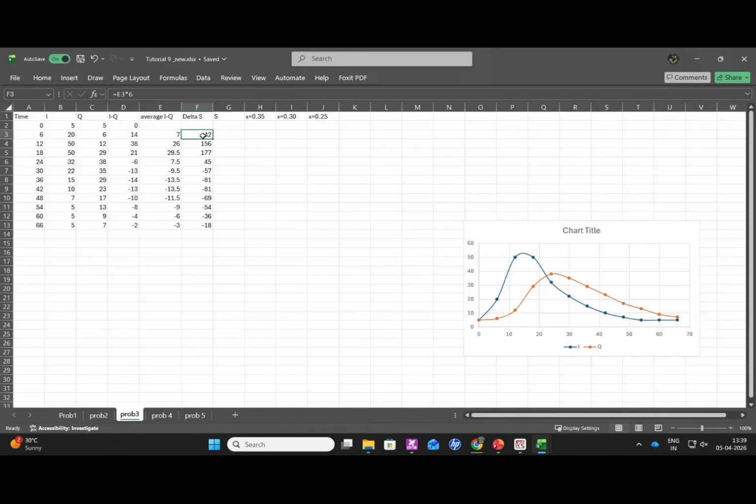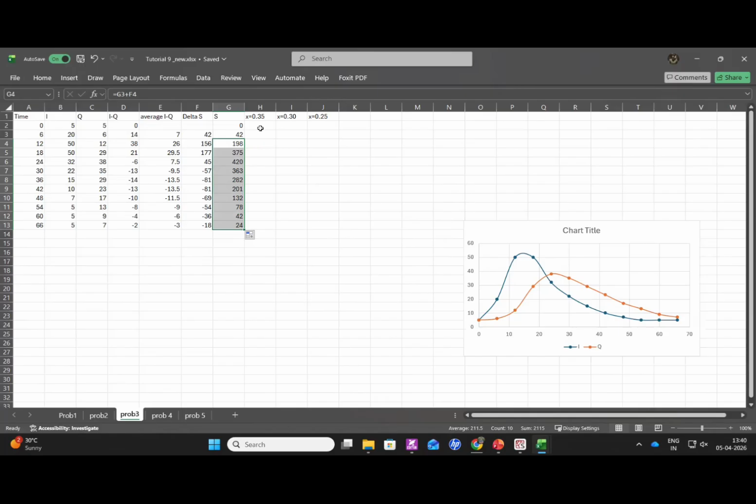So let's say we start with the storage S as 0 at time step 1. At the second time step, we will have a storage of 42. And then at time step 3, the storage will be the storage that we had at time step 2 plus 156. So you are just calculating the cumulative of delta S.